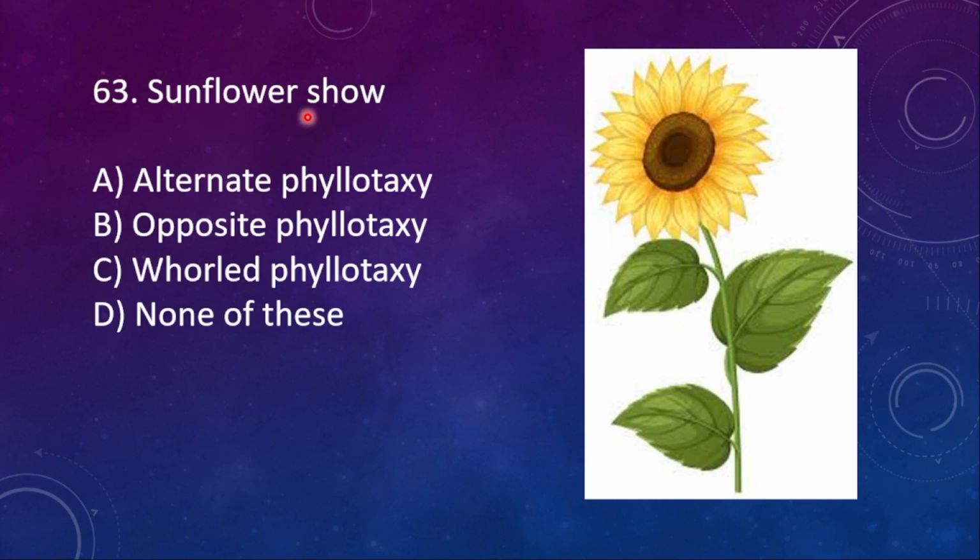63. Sunflower shows. This is the sunflower. Now you must answer. Think about it. This is the node and a leaf is arising. Next node, only one leaf is arising, and this is the next node and this leaf is arising. Which one? A, alternate phyllotaxy, B, opposite, C, whorled, D, none of this. Here the right option is alternate. Good.